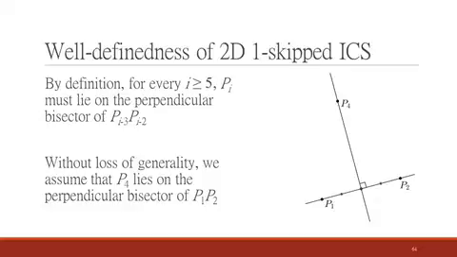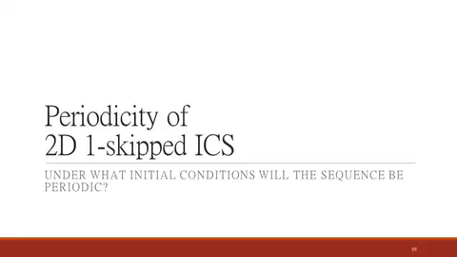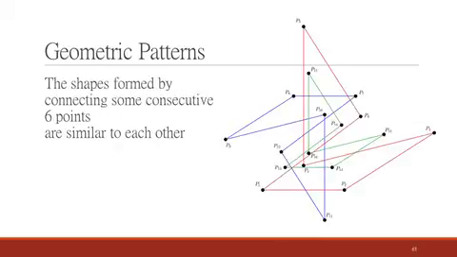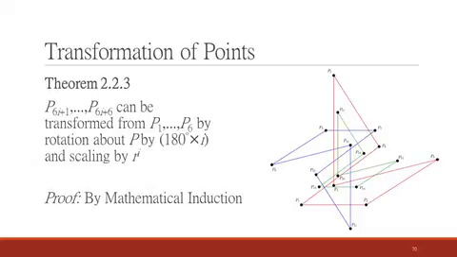And without loss of generality, we also assume that P4 lies on the perpendicular bisector of P1 and P2. And hence, this is the sufficient condition for the sequence to be well defined. And we would like to observe the geometrical patterns on the first few points of the 2D one-scripted ICS. And by connecting some of the consecutive 6 points, those shapes formed are very similar. And here we also define P and R as shown. And in this theorem, it states that those consecutive 6 points can be transformed by rotation and scaling from the first 6 points.